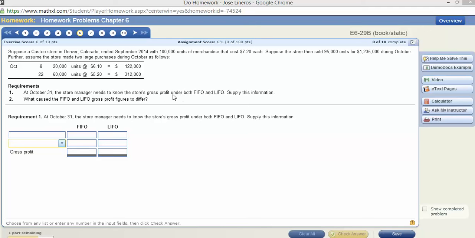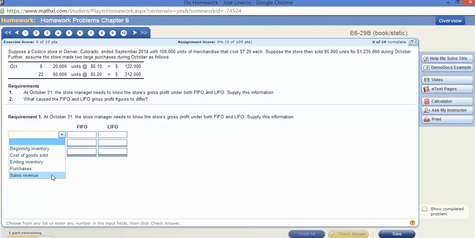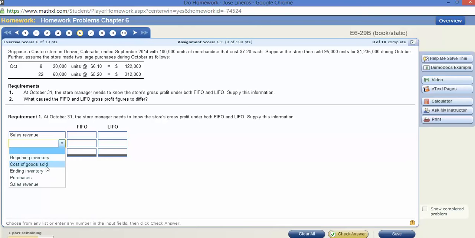Well, the first part of this problem that you need to be able to solve is: what is gross profit? Gross profit is sales revenue minus cost of goods sold. Right off the bat, you won't know what to do if you don't know what gross profit is. The sales revenue is pretty easy.